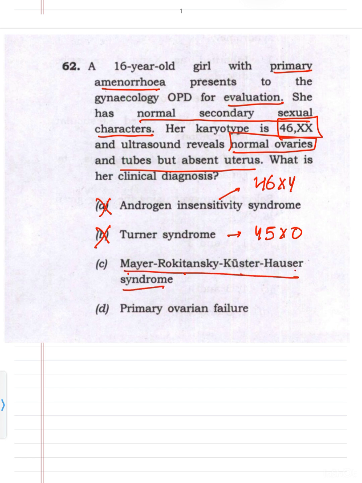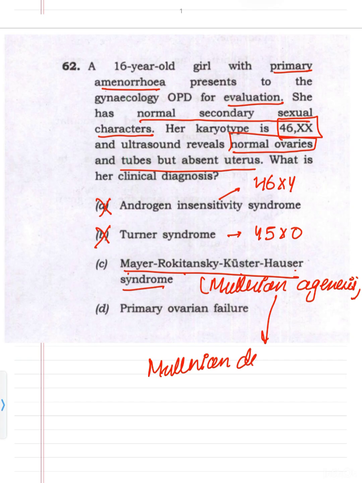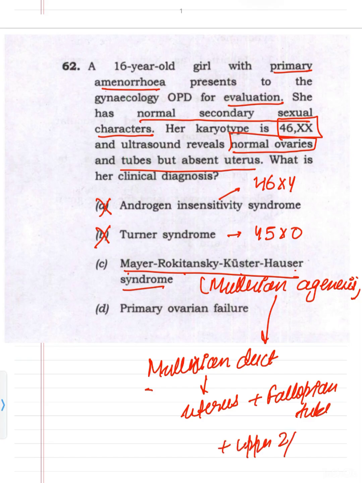Then coming to Mayer-Rokitansky-Kuster-Hauser syndrome. Yes, this is correct because this means Mullerian agenesis. What does Mullerian agenesis mean? That the Mullerian duct is not formed. The Mullerian duct forms your uterus, your fallopian tubes, and the upper two thirds of the vagina. So these will not be present. So C will be the correct answer.